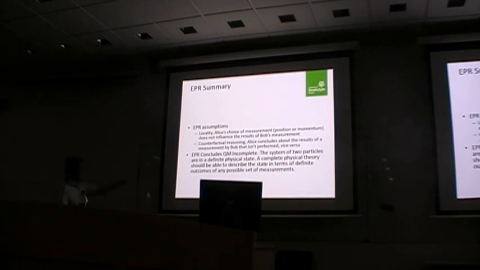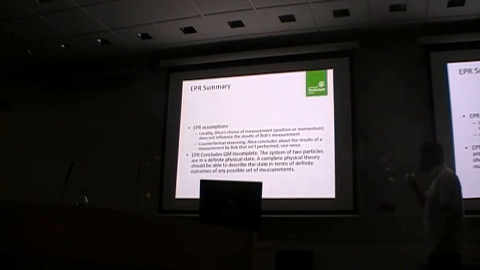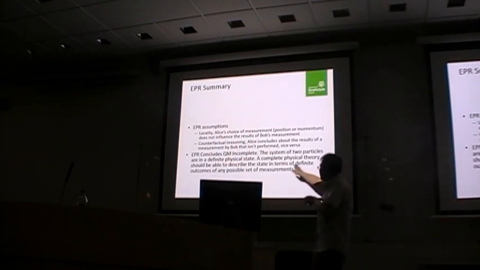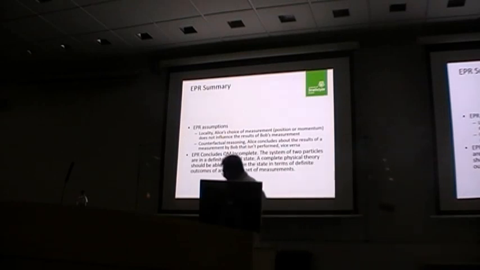So, just to conclude, EPR concludes that quantum mechanics is incomplete, because a complete physical theory should be able to describe the state in terms of definite outcomes for any possible set of measurements. In this case, Einstein is saying there should be a theory in which the particles that Alice and Bob get do have definite position and momentum, not their superposition, but actual definite positions and momenta in any particular run. It's just that our ignorance of what those actual positions and momenta are gives us the wave function description.